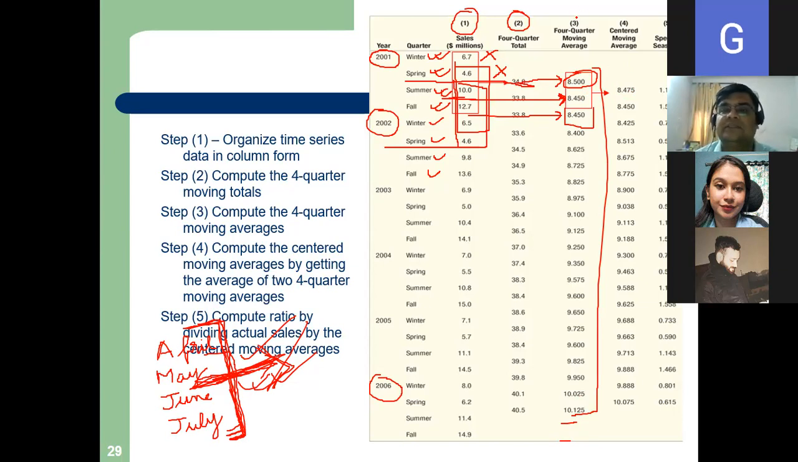Now see, this is my 4 quarter moving average. Are you getting it? 4 quarter moving average, not weighted. I have not applied any weights. There may be weights in the exam also. You have to apply weights then, right? But here it is not. 4 quarter moving average. So have we got this?